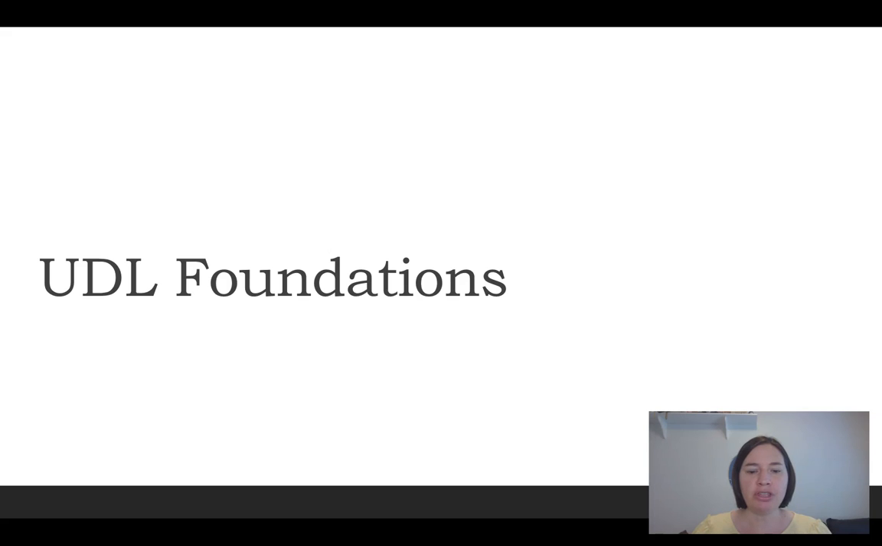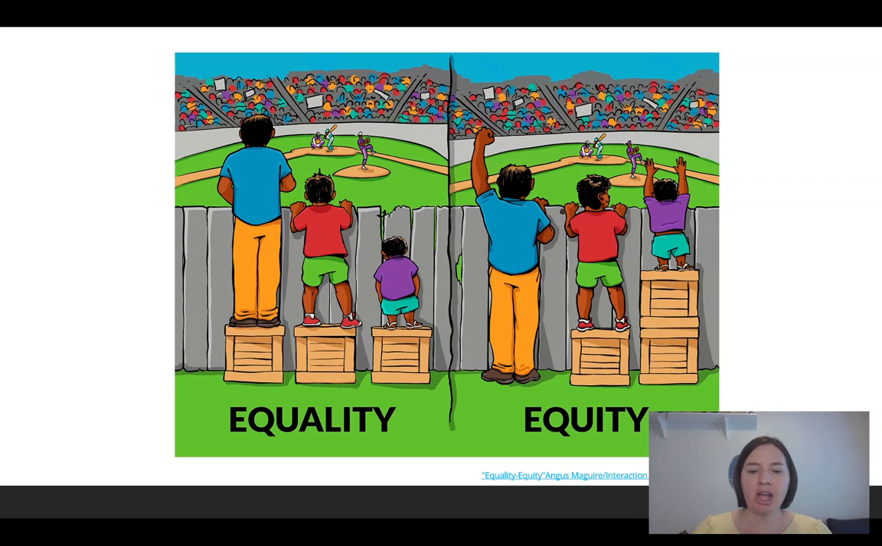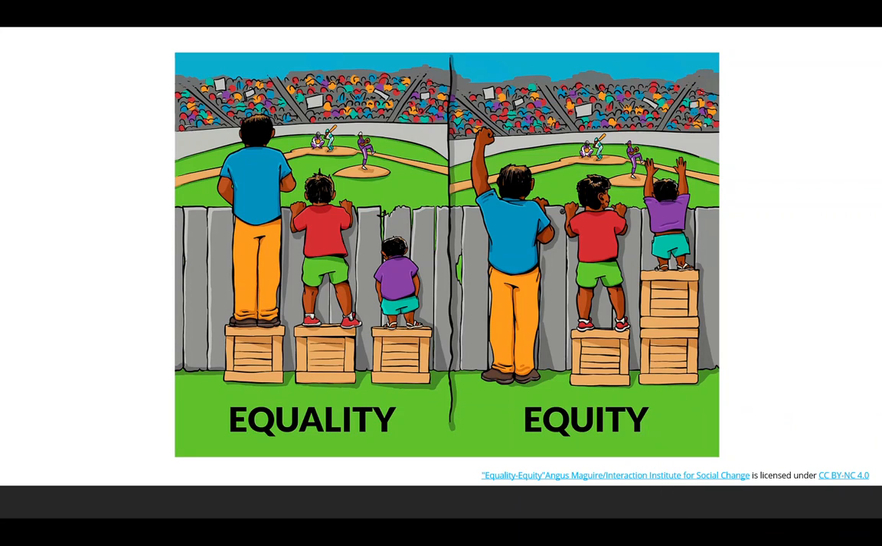So to start with, just for a review about accessibility and universal design for learning, this is a very common image that's often used to demonstrate the difference between equality and equity. So you say if everything's equal, then some people have a disadvantage. So we have to give extra supports to some people, and that helps them to be able to see like the rest of us.